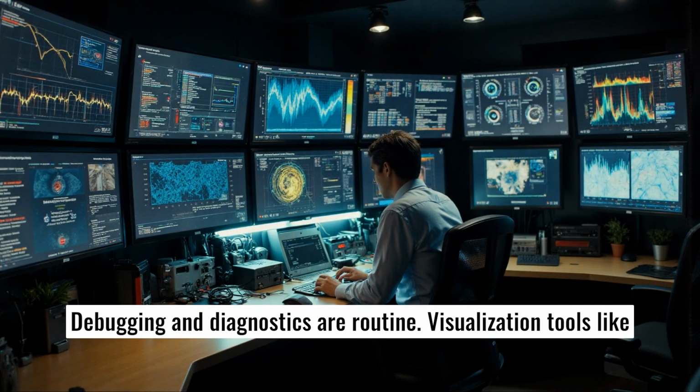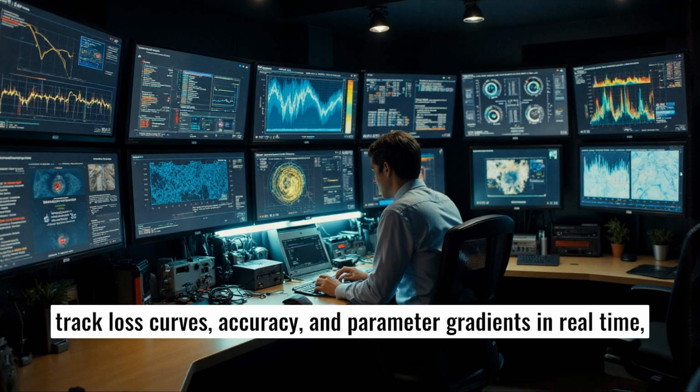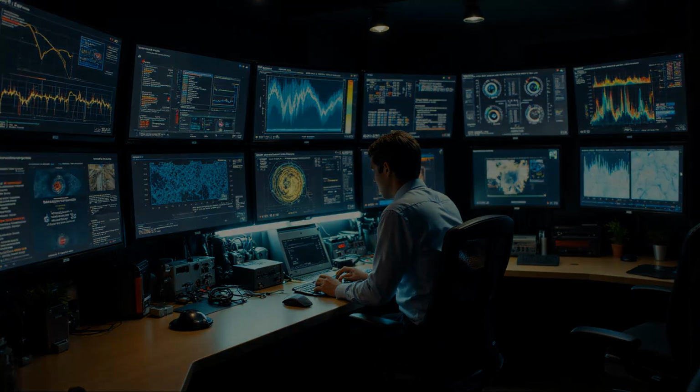Debugging and diagnostics are routine. Visualization tools like TensorBoard, coupled with custom logging, allow engineers to track loss curves, accuracy, and parameter gradients in real time, surfacing anomalies before they become costly errors.